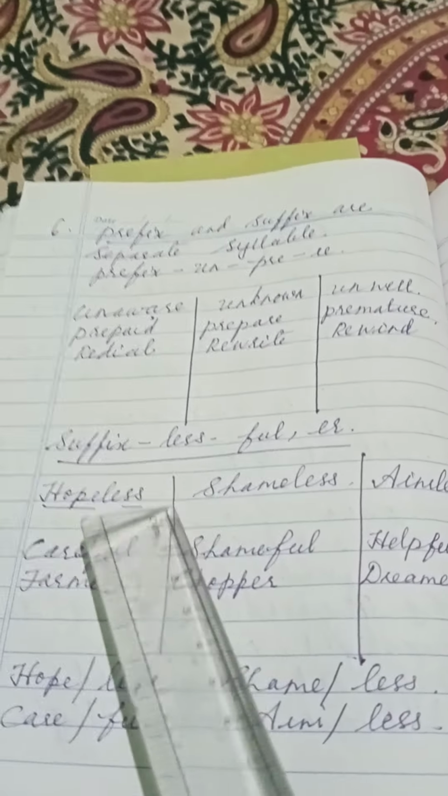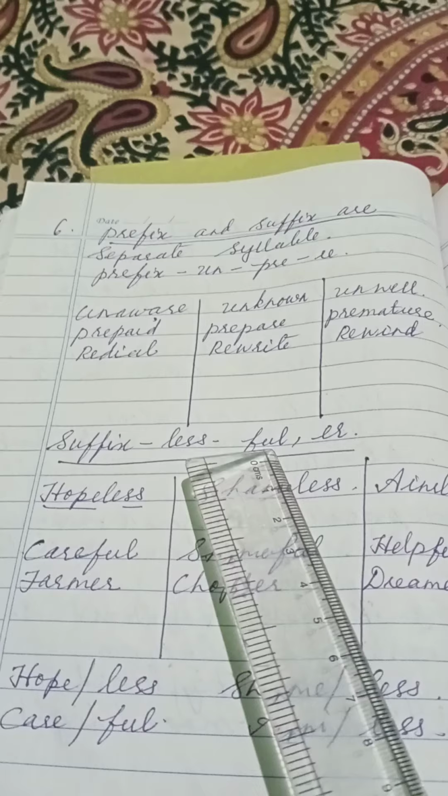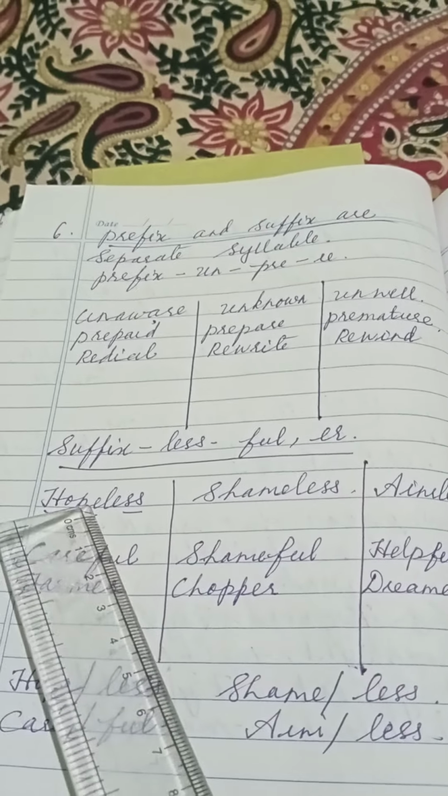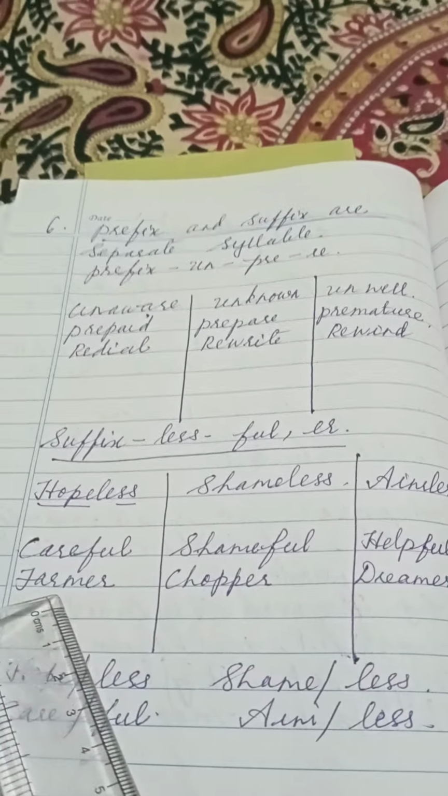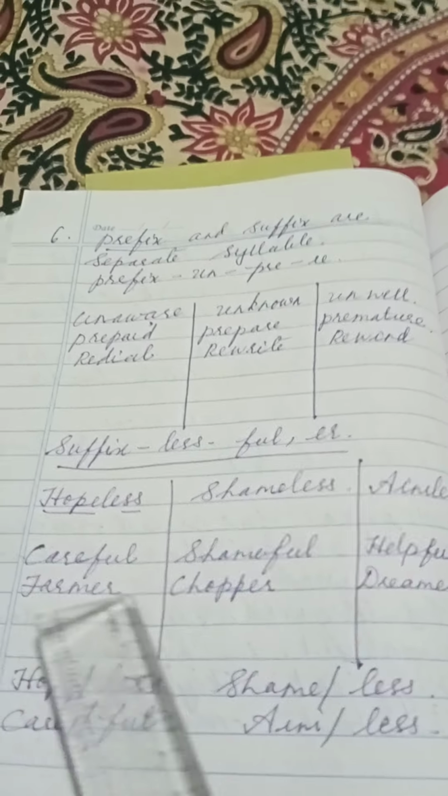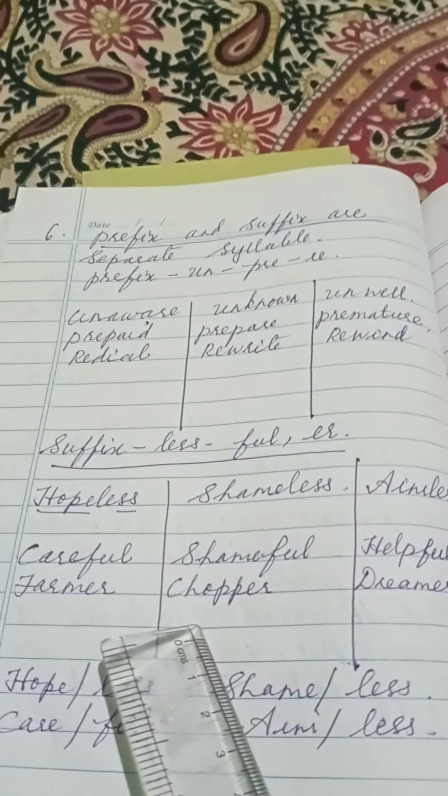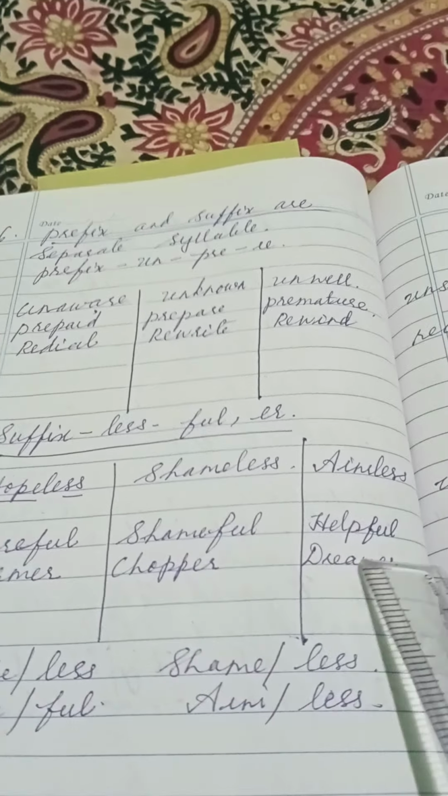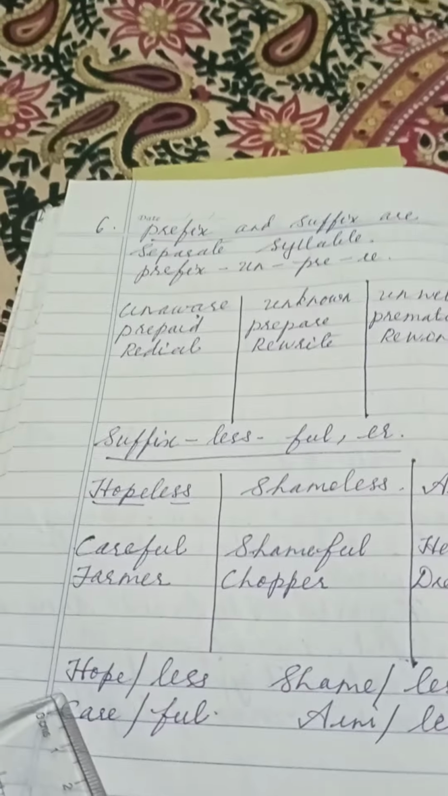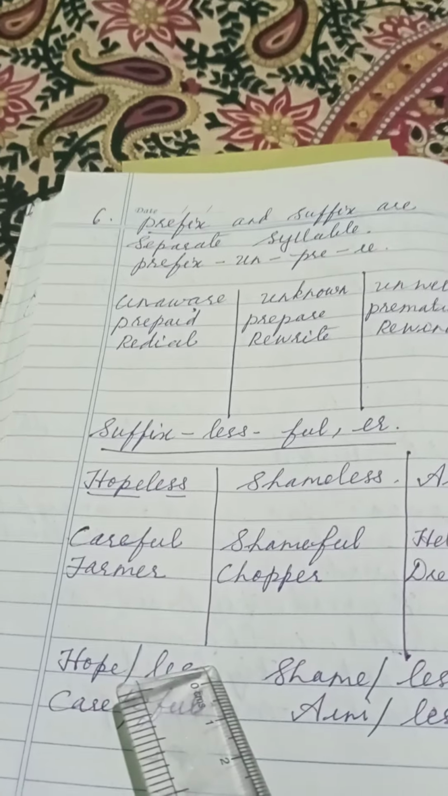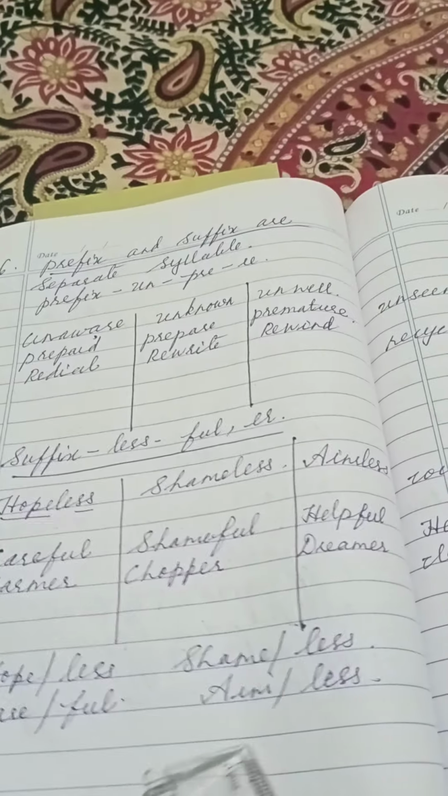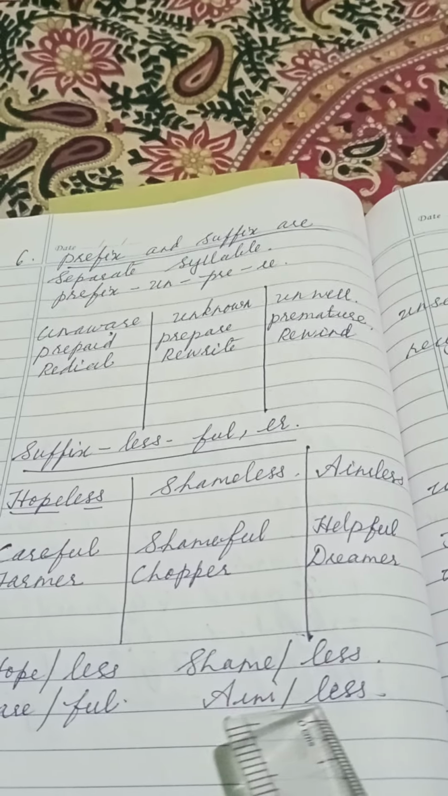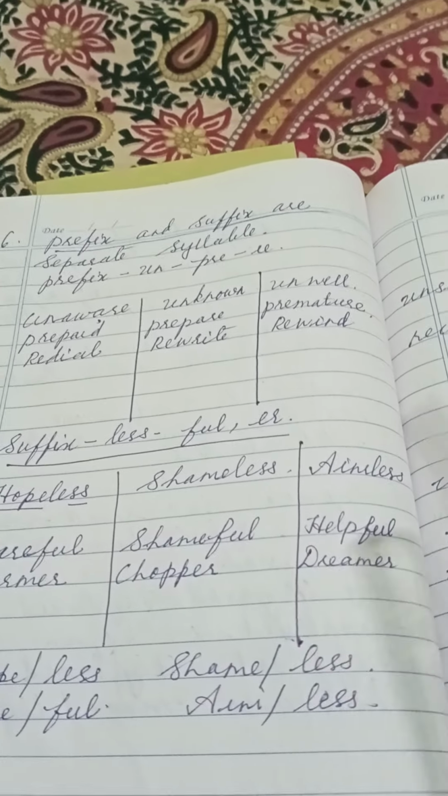Suffixes: less, full. Helpless, shameless, aimless, careful, farmer, shameful, shopper, helpful, dreamer. Now listen here. Hopeless, careful, shameless, aimless. Okay? Now listen here.